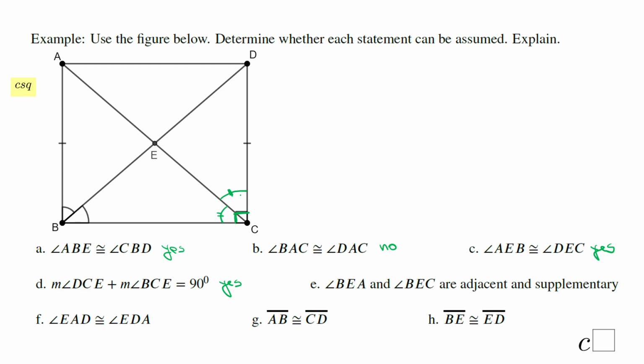We cannot assume the angles are congruent, but looking here, we can see the angles form these right angles. Let's go to part E.